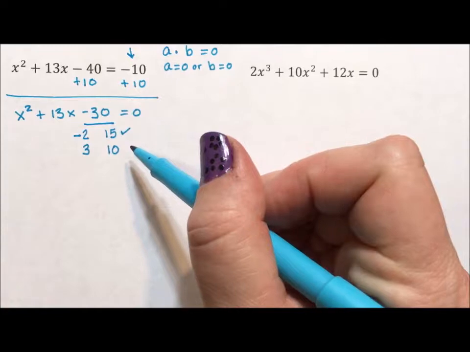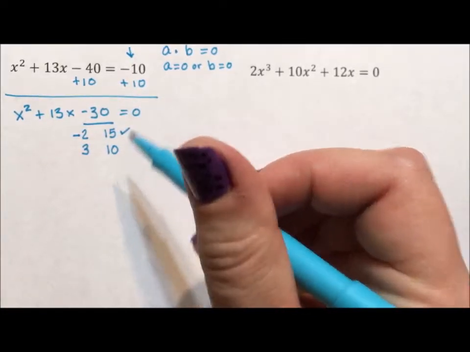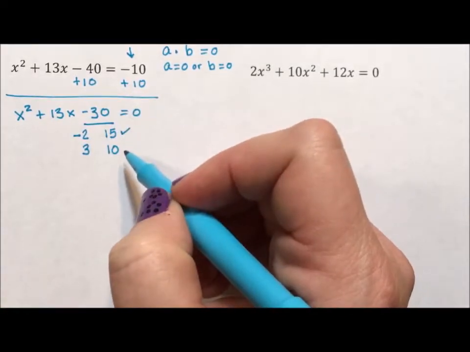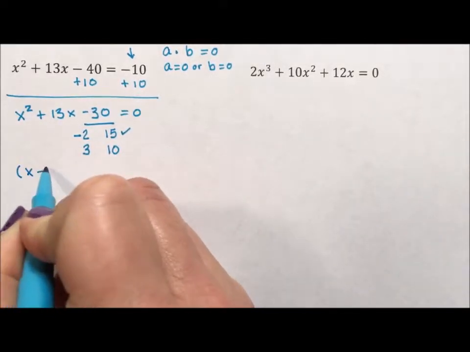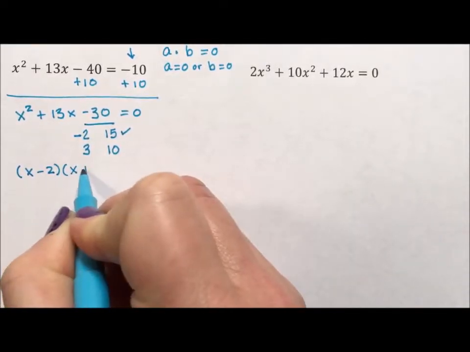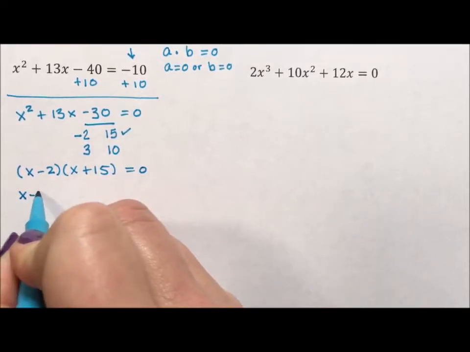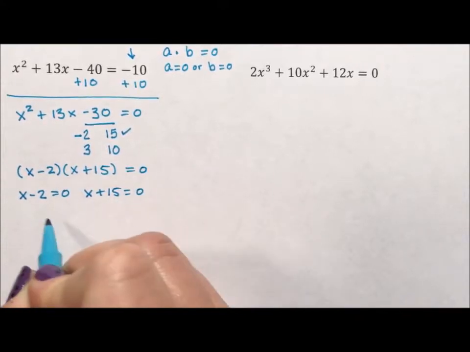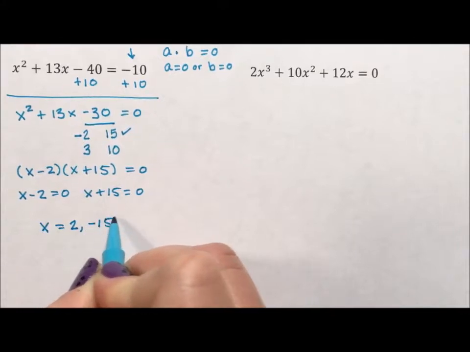But you need to be really careful because there are a lot of situations that end up working like this, where you can get to that middle number through addition or subtraction, and you need to make sure you're managing your signs correctly. Okay, so x minus 2 times x plus 15 equals 0. That means either x minus 2 equals 0 or x plus 15 equals 0, which happens when x is equal to 2 or negative 15.